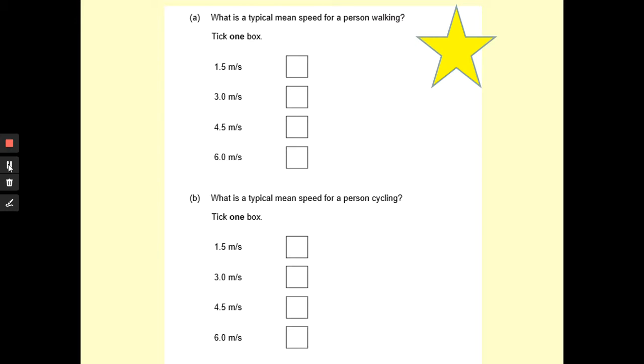So typical walking speed, remember walking is the slowest one, so that's your 1.5. Your typical cycling speed, now that's the fastest, so we have to double it and double it again, so we end up with 6 meters per second.